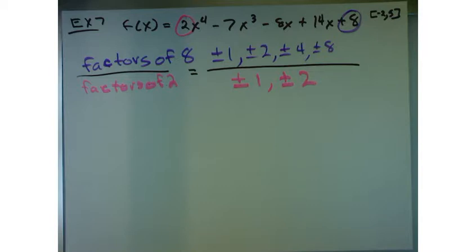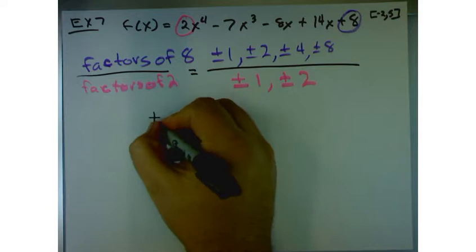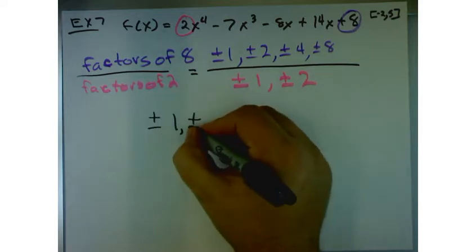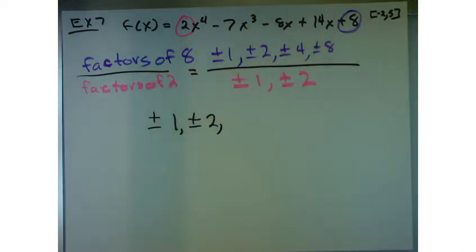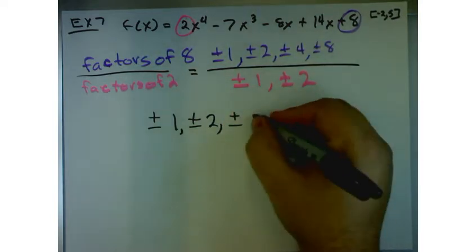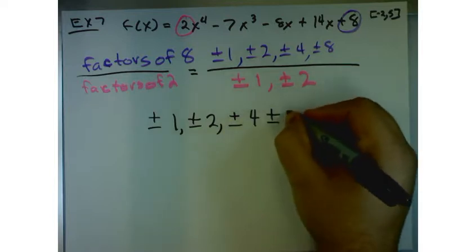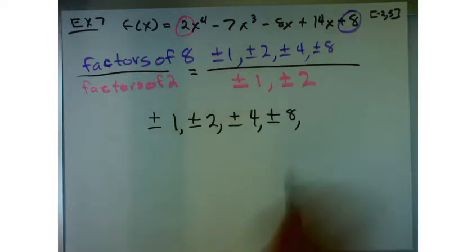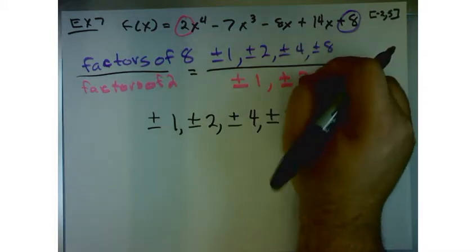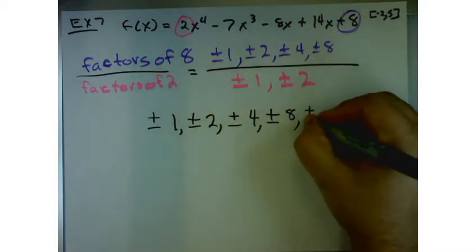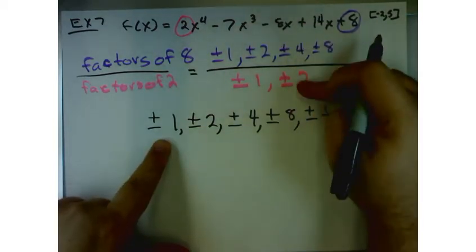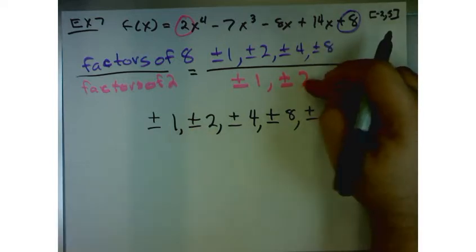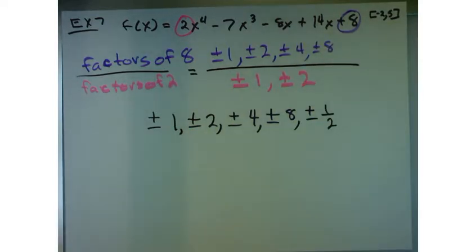Okay? So what are the combinations of those? Well, I could have plus or minus 1, plus or minus 2, that's any one of these divided by 1. Then I could have plus or minus 4, plus or minus 8. And then we have some fractions. If I take 1 divided by 2, I've got plus or minus 1/2. If I take 2 divided by 2, that's 1. If I take 4 divided by 2, that's 2. If I take 8 divided by 2, then that's 4.